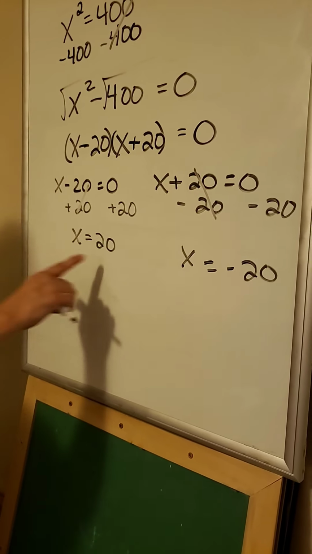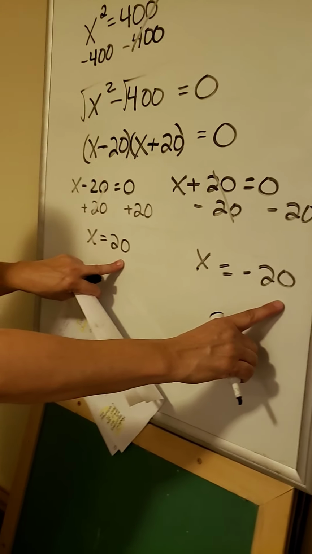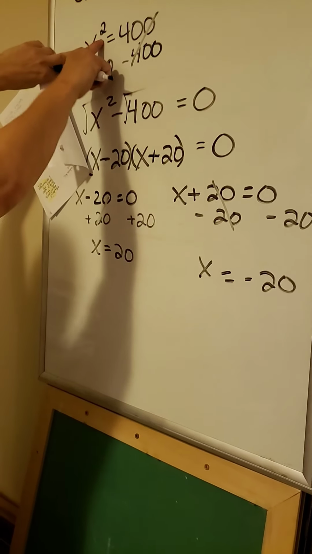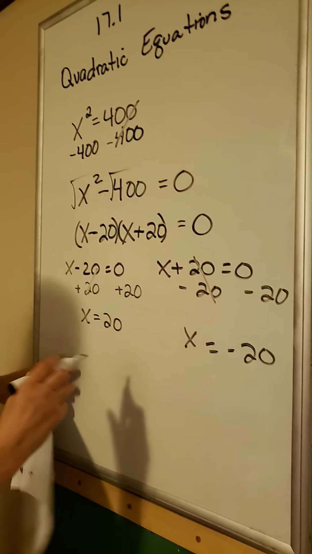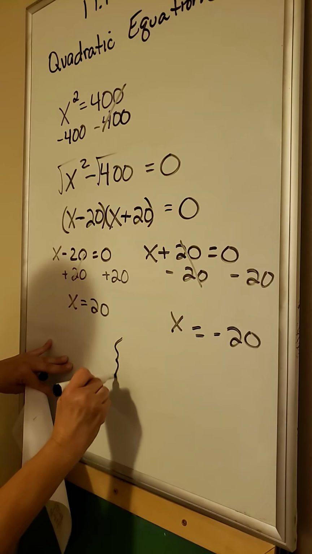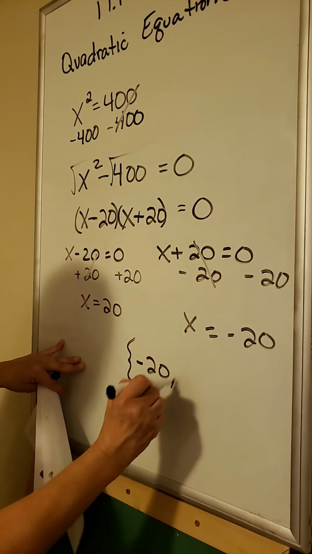Okay, so this makes sense. We have two solutions because this is squared. The exponent tells us how many solutions we should have. We're going to go ahead and write this in a solution set.